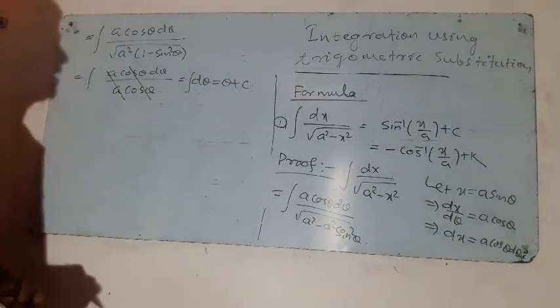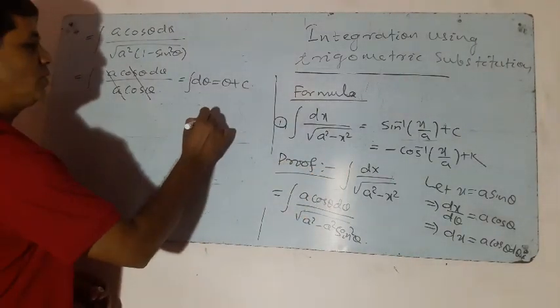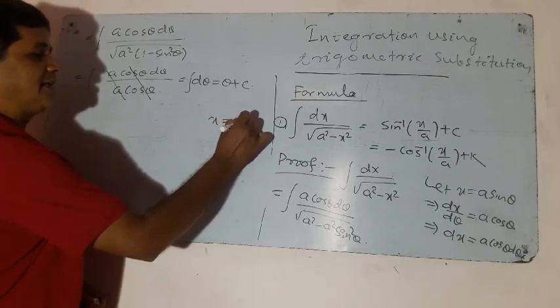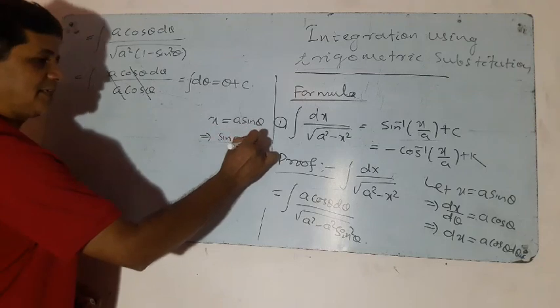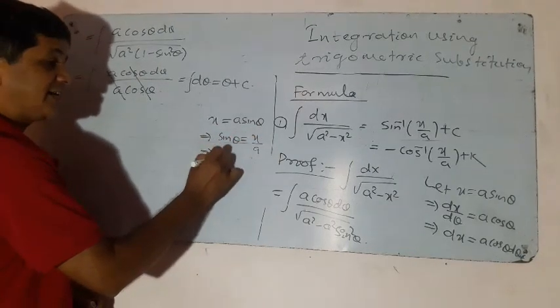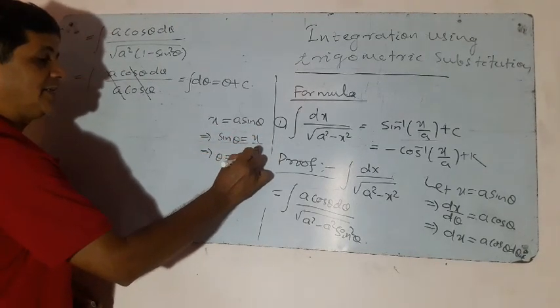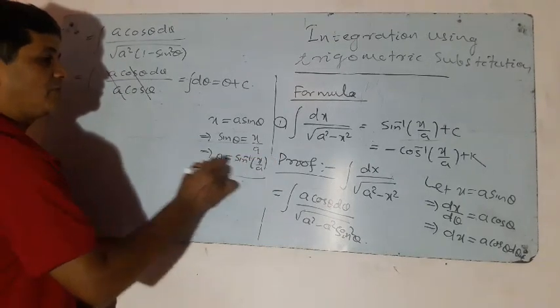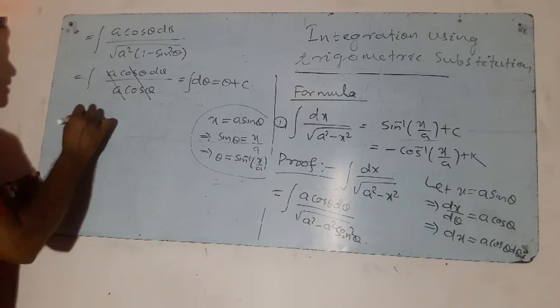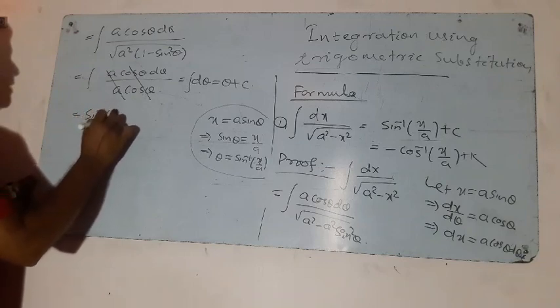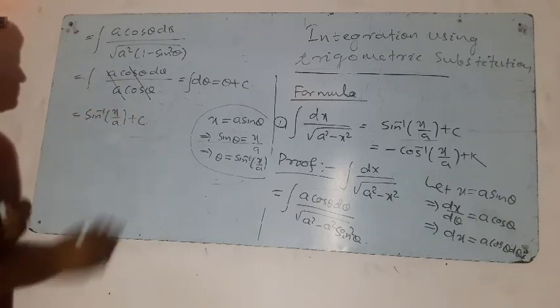What is the value of theta? Look at x is equal to a sin theta. Then sin theta is what? x by a. Then what is theta? Theta equal to sin inverse x by a. So in place of theta we write sin inverse x by a. Sin inverse x by a plus c.